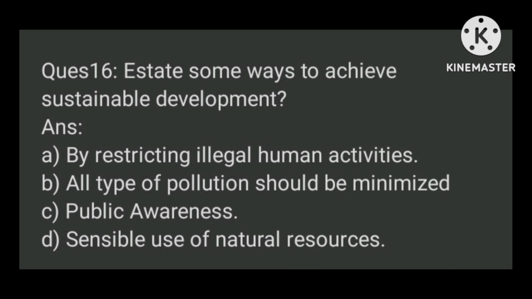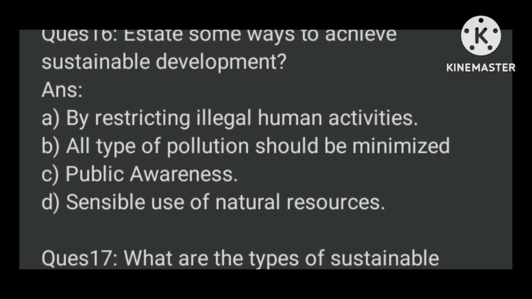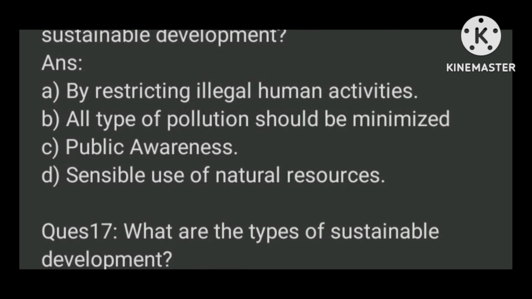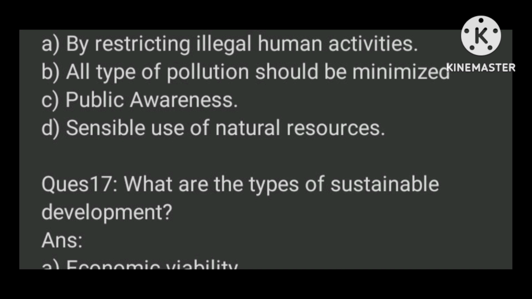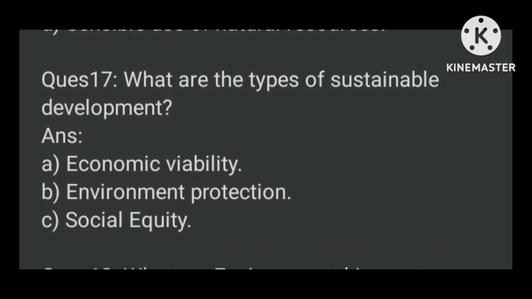Question number 16. State some ways to achieve sustainable development. Answer. A. By restricting illegal human activities. B. All types of pollution should be minimized. C. Public awareness. D. Sensible use of natural resources.